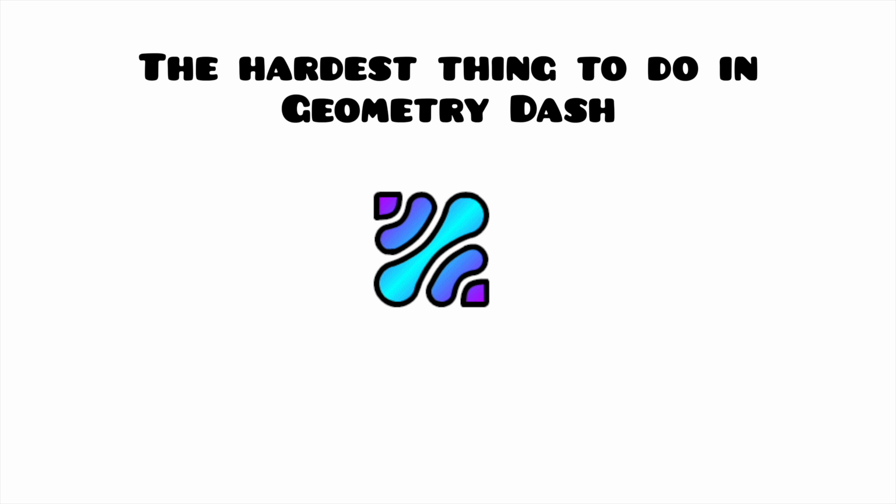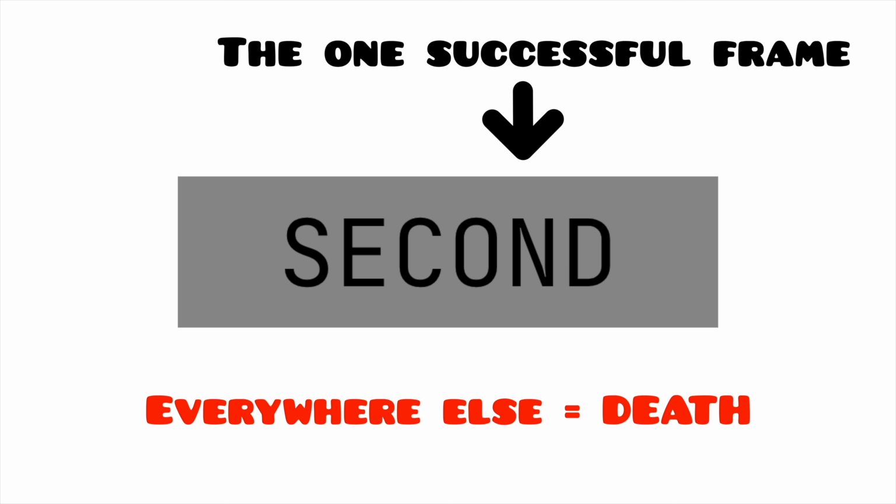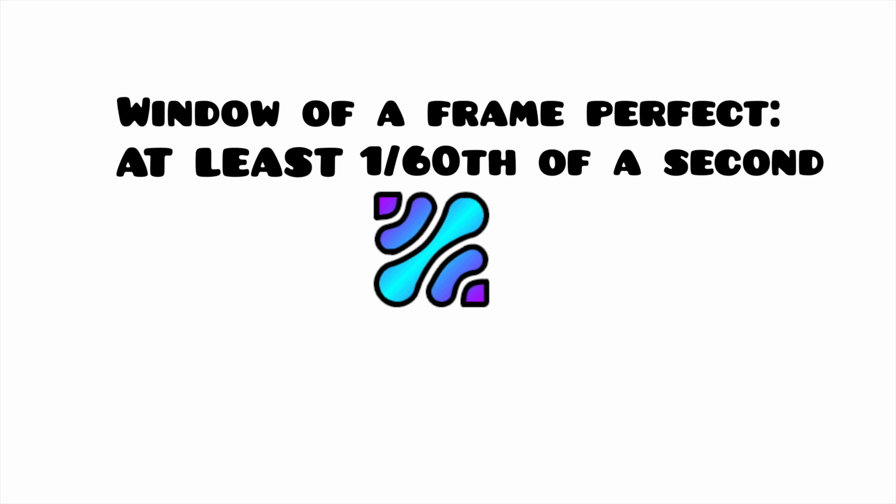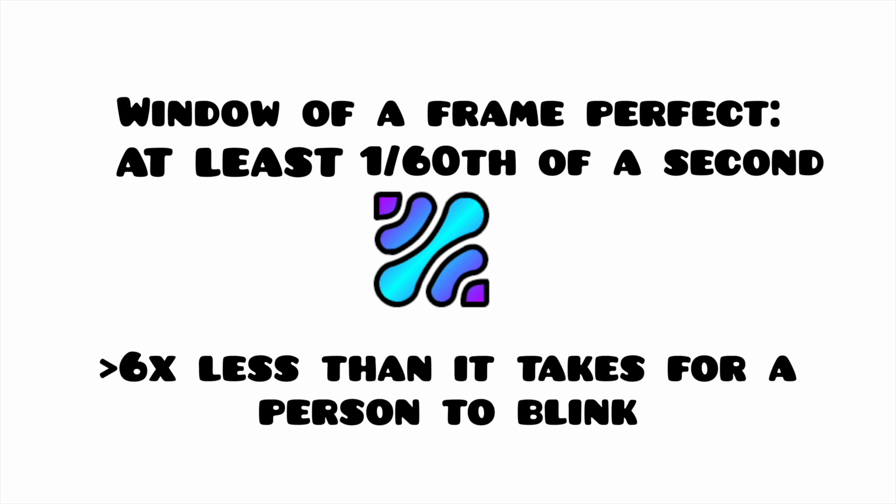Here's another term, frame perfect. This is possibly the hardest thing to perform in GD other than beating the hardest levels in the game. Every second has a number of frames. It can be 60, 120, 240, or maybe even 480 or more. A frame perfect is where a click is only successful in one of those frames. This means that the window of a frame perfect can be as small as 1/60th of a second. That's at least 6 times less than it takes for you to blink.